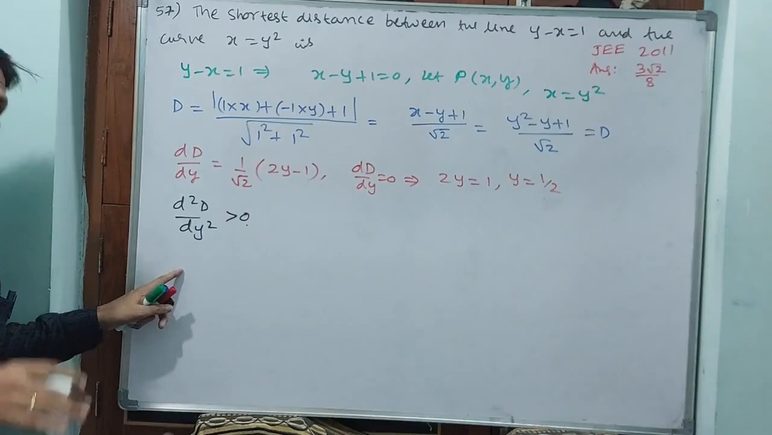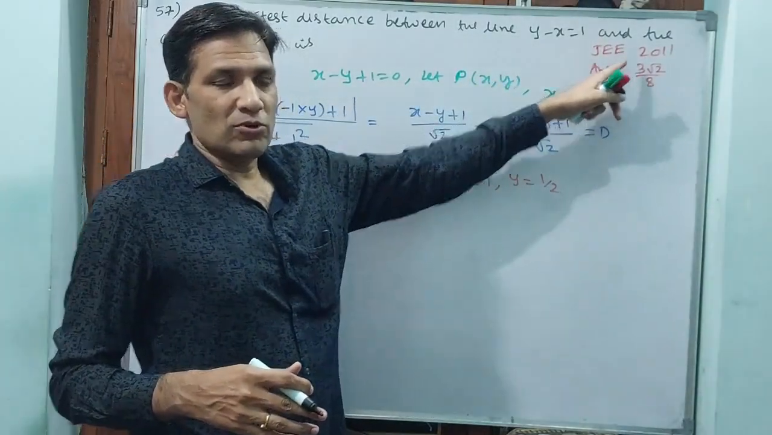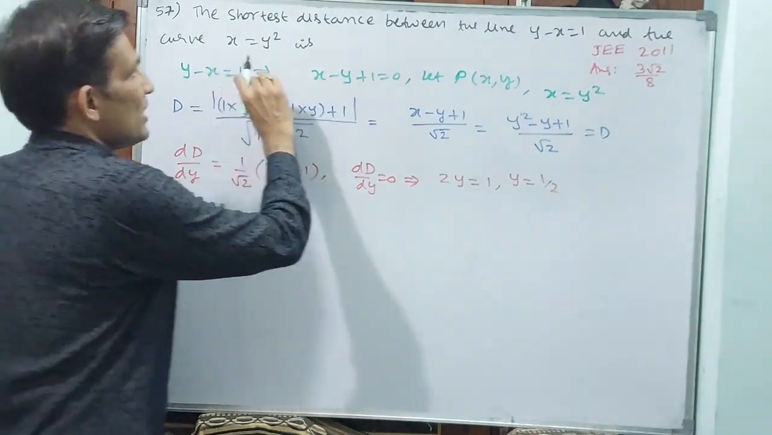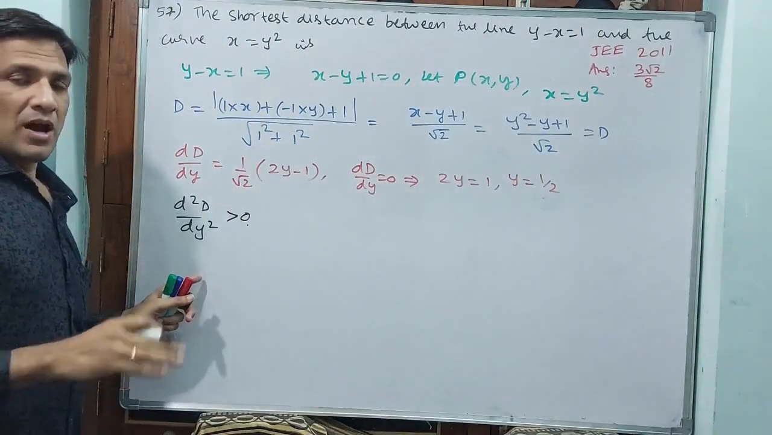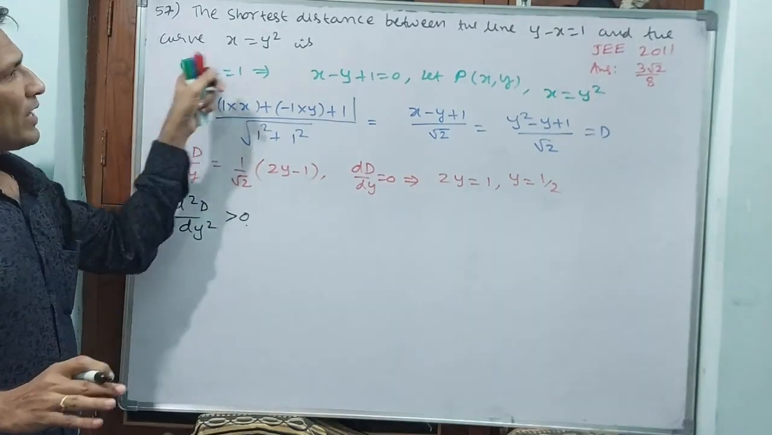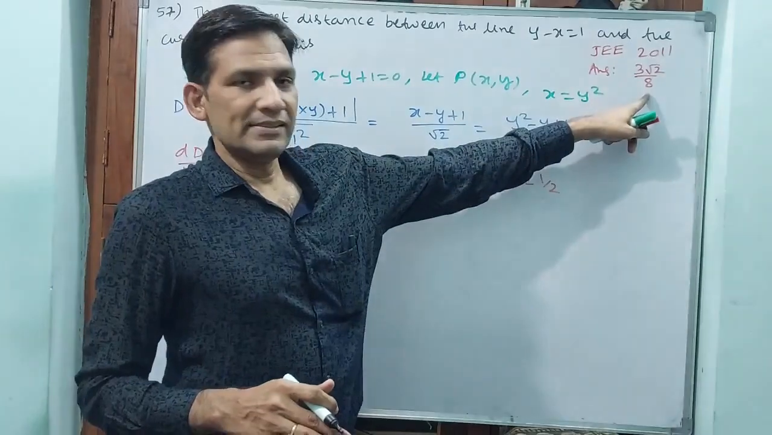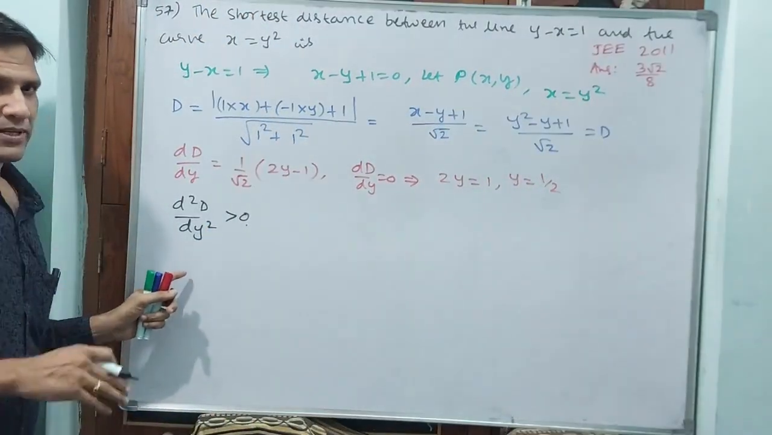This I am not doing. This you can do or you can leave. Why? Because we are doing competition examination questions. In the options, there is no shorter distance. If there is any such option, then you have to do this. Or else don't waste your time. Okay? If four answers are there like this, then you avoid this step. You can save the time.